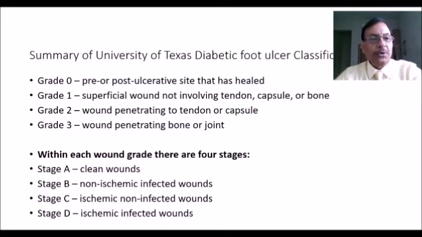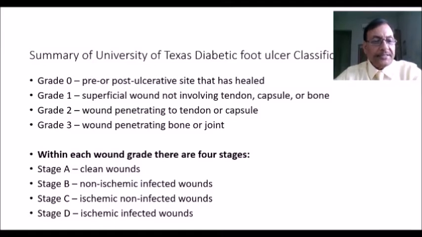Grade 0, pre or post ulcerative site that has healed. Grade 1, superficial wound not involving tendon, capsule, or the bone. Grade 2, wound penetrating to tendon of the capsule. And grade 3, wound penetrating to bone or joint. And within each wound grade, there are 4 stages.